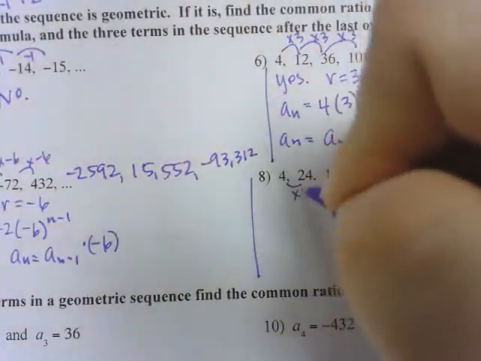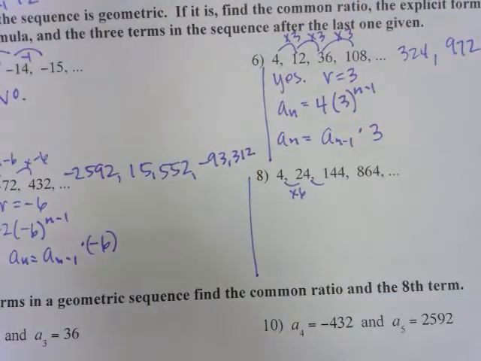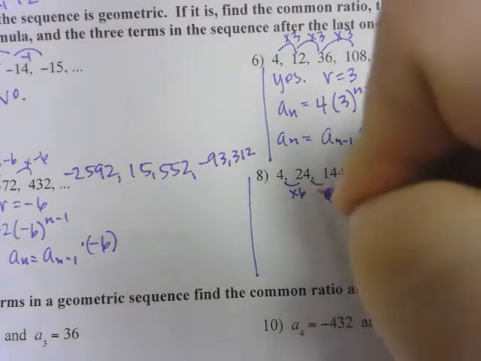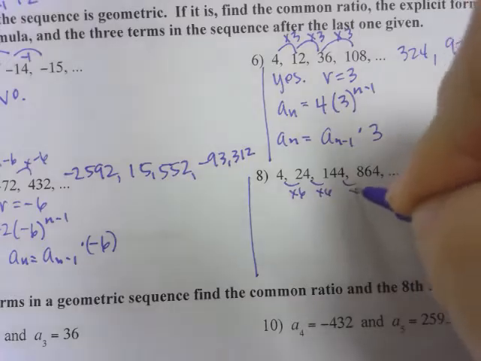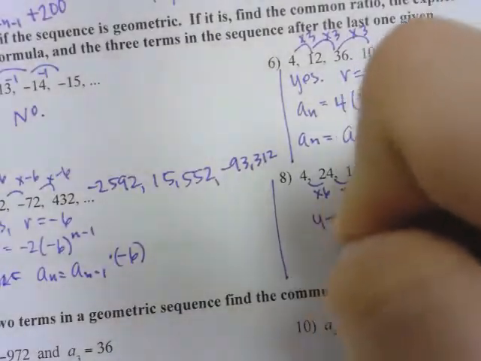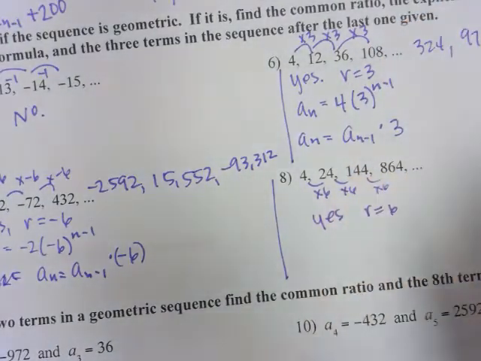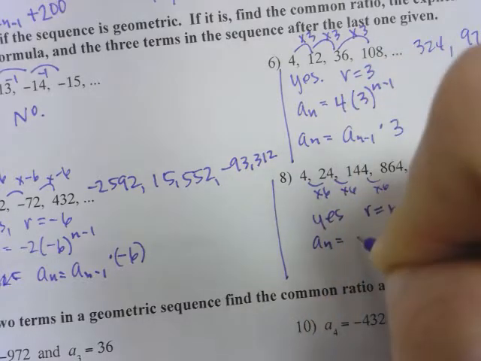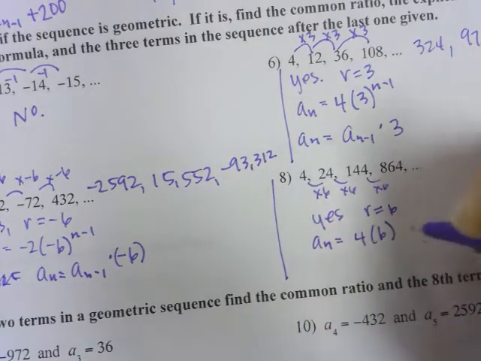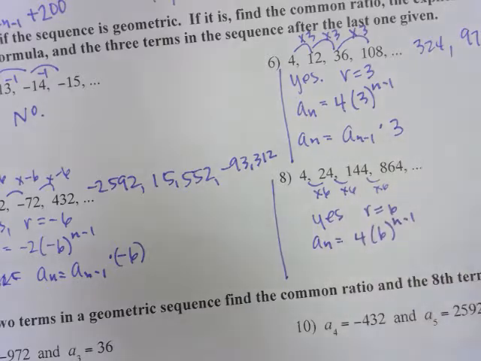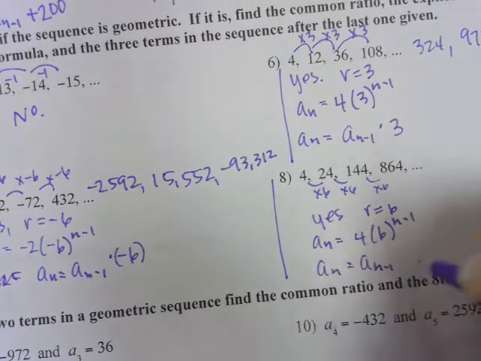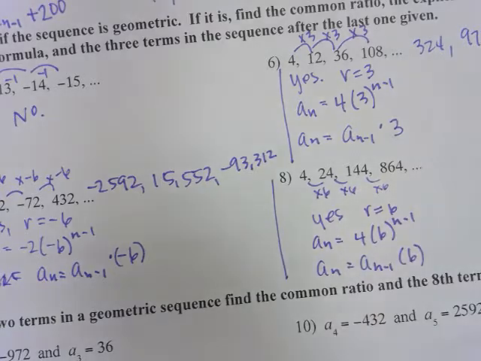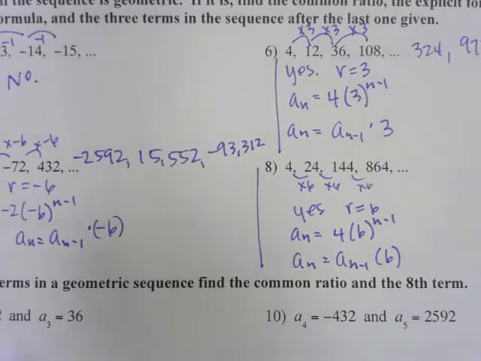Okay, last one. And to get this, it's a times 6. To get that, it's a times 6 times 6. Yep. Yes, r equals 6. A sub n equals the first term times your rate to the n minus 1. A sub n equals a sub n minus 1 times 6. So you've got your explicit, your recursive.